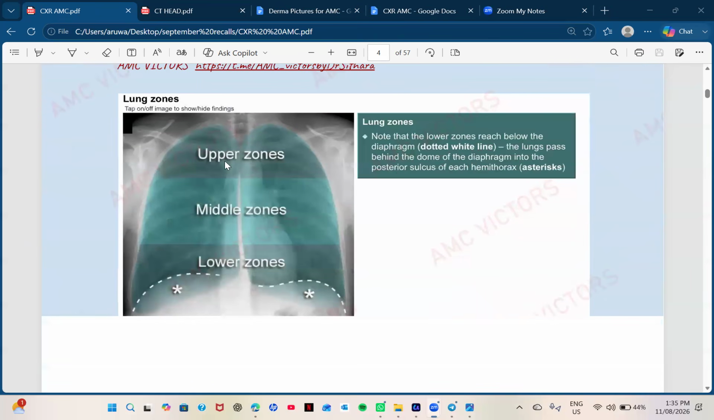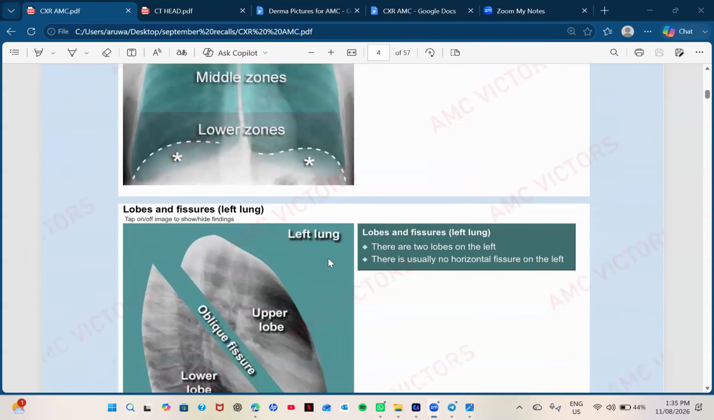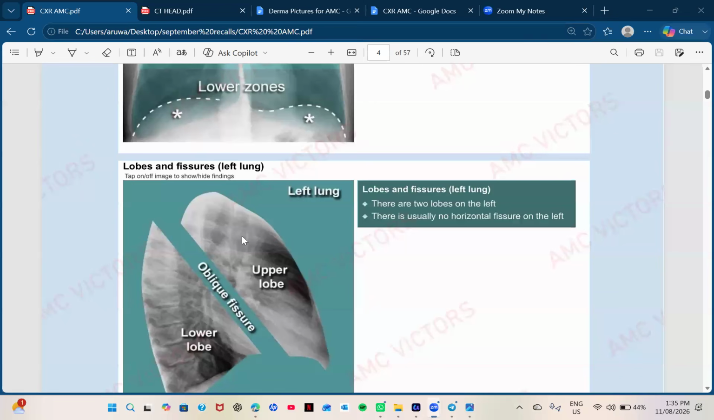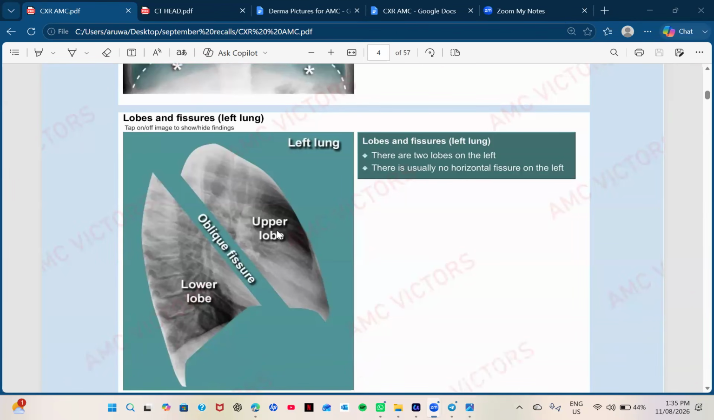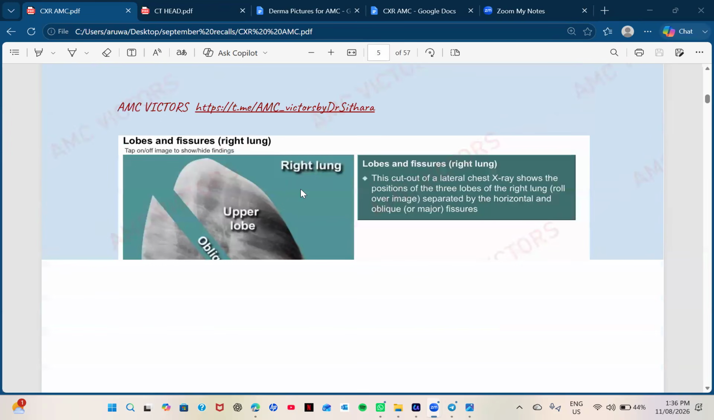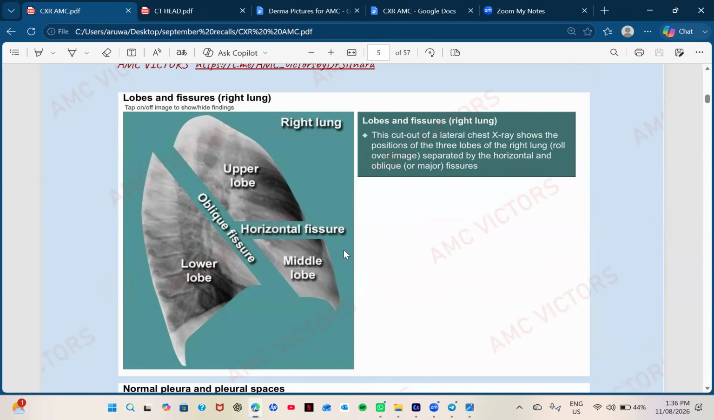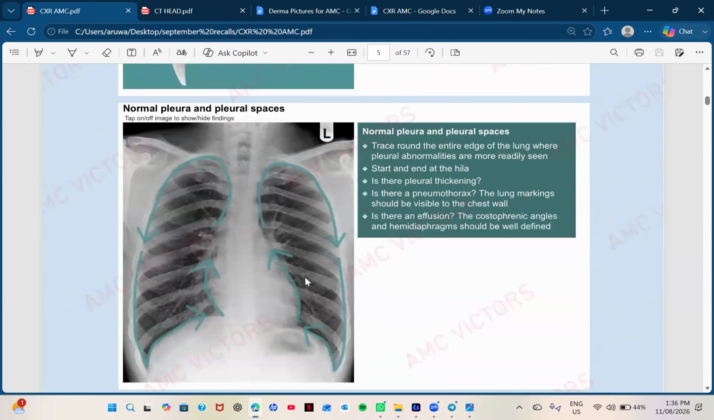Here we categorize the lung into upper lung zone, middle lung zone, and lower lung zone. And in each lung we have the fissures. In the left lung we have the upper lobe and lower lobe, divided by the oblique fissure. On the right side you have three lobes: upper lobe, lower lobe, and middle lobe, divided by the oblique fissure and the horizontal fissure. These are the parts of the lungs.